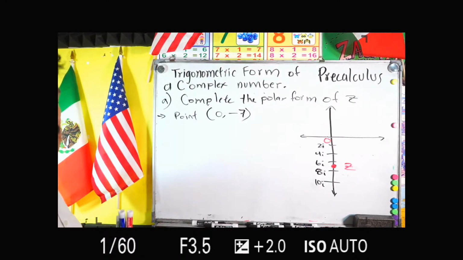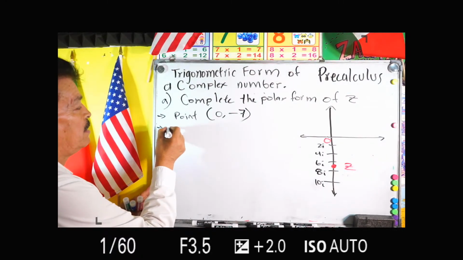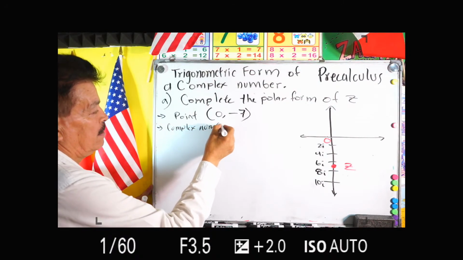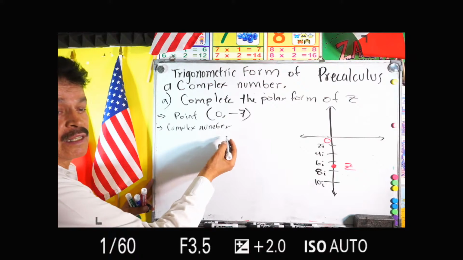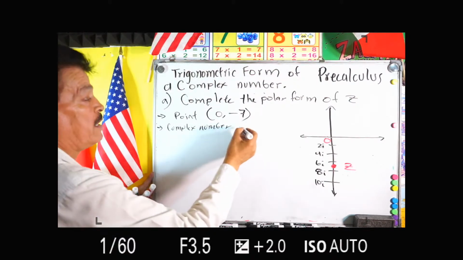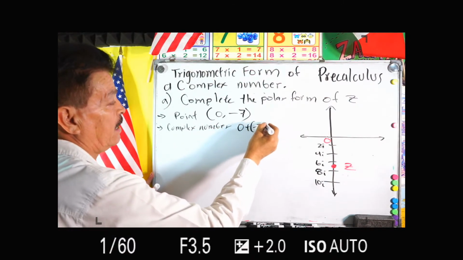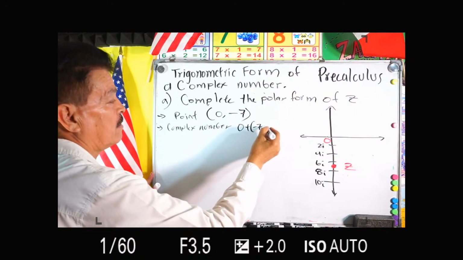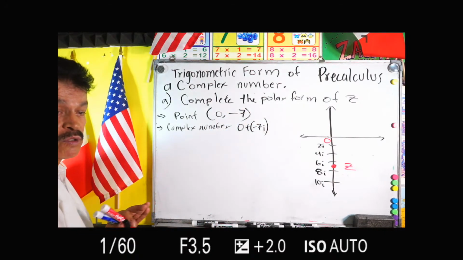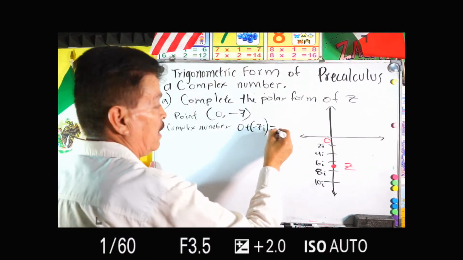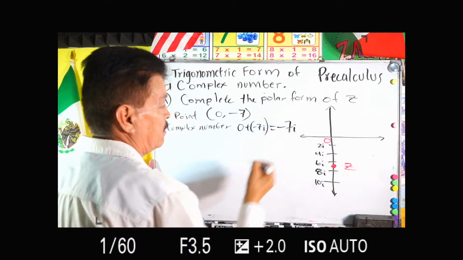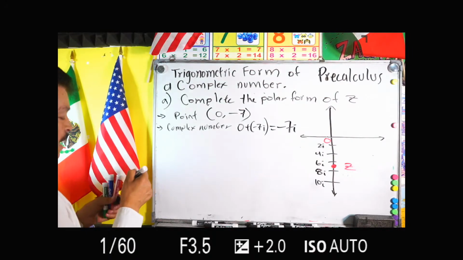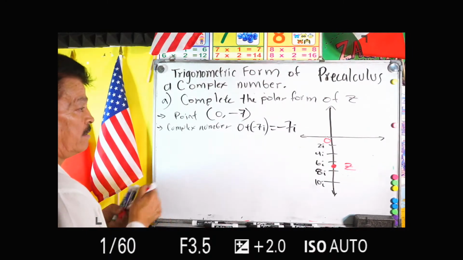So it represents the complex number. Again, what is the complex number here? The complex number is 0 plus negative 7i. Negative 7i, because I'm talking about the complex number. So the answer is negative 7i. Okay? That's the number. So we have to find now, find r.